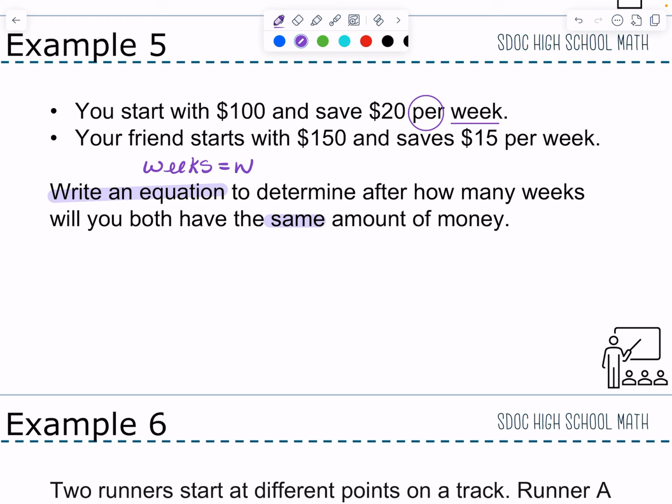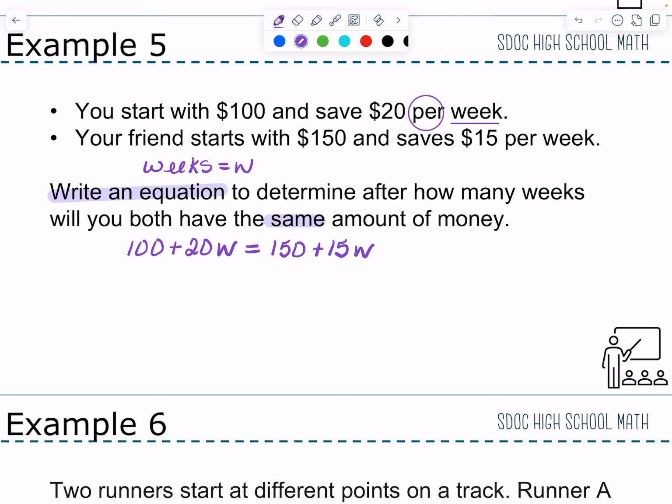So person A should equal person B since they're going to be the same. So person A has $100 plus $20 each week, or per week. They're going to be the same as person B, which is $150, and they add $15 per week.